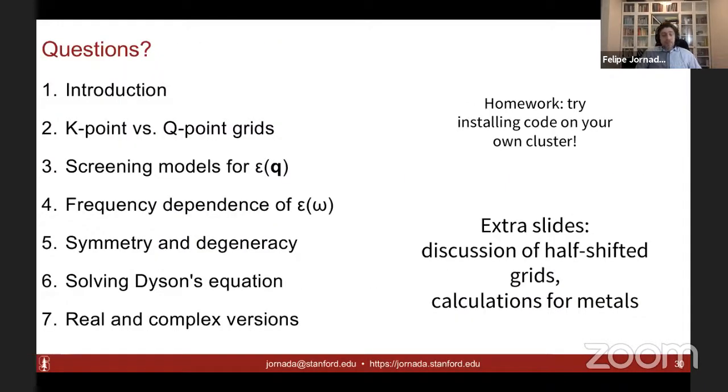So those are the main points and technical issues that I want to raise today related to how we can run a calculation, which are all those technical details. I want to stop right now in my presentation. We have some extra slides related to how you can run, if you wish, calculations on metals, half-shifted grids, and so on. But now I actually want to go ahead and show you how to run the actual calculation in silicon.